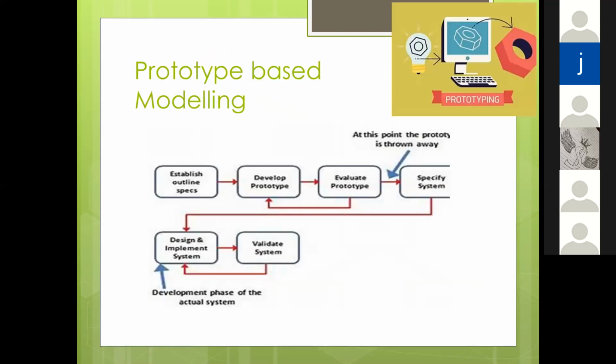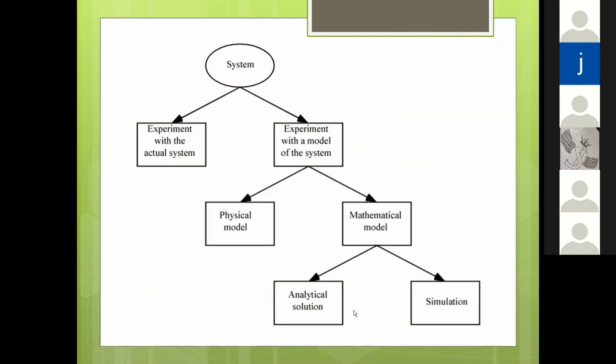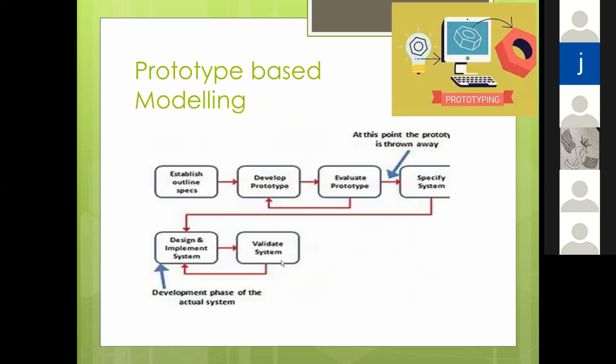We also have another approach, that is prototype modeling. In prototype modeling, there is a physical model. This physical model may be called a prototype, and we develop a small prototype. We establish some outline specifications, develop a prototype and evaluate it. At this point, we need to take the prototype and see how it is behaving. We specify and design our system based on that prototype.